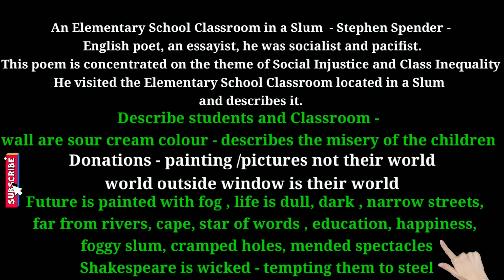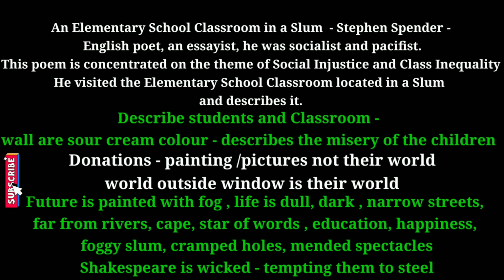He also says that the Shakespeare is wicked, and these photos and pictures are a bad example because these things are tempting them to steal and do wrong things. Their life is like a cramped hole, that their bones are peeping through their skin, they are wearing mended glasses. So the poet is asking someone to do something unless their life becomes a disaster. This is how the poet describes the wall of the classroom and shows the contrast of the world.